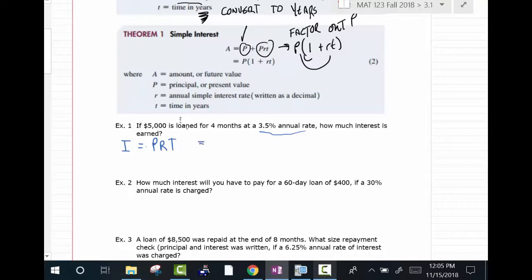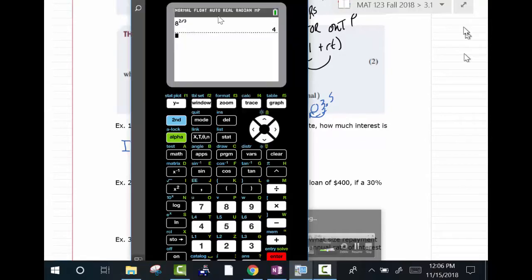So the principal is whatever you start with. In this case, that's your $5,000. Your interest rate is 3.5. Now you got to change that to a decimal like we've already learned how to do. So if you have 3.5, move the decimal back 2 to get 0.035. Now the next thing you got to do is the time always has to be in years.